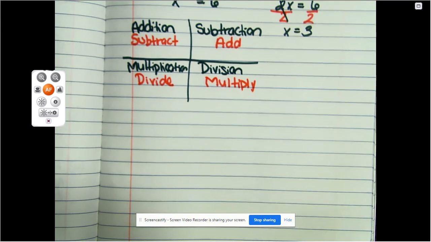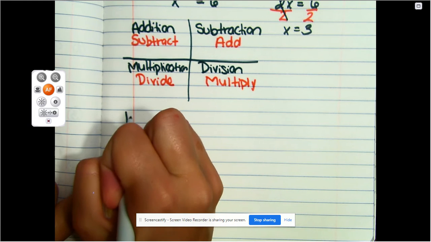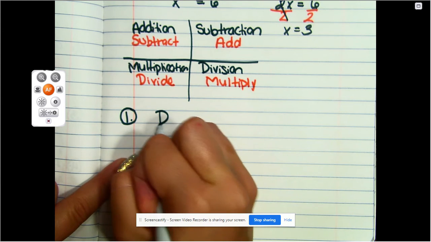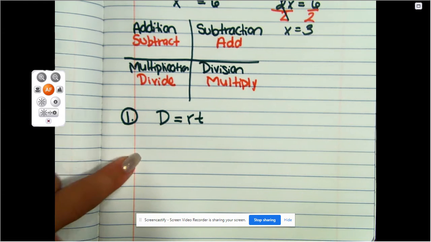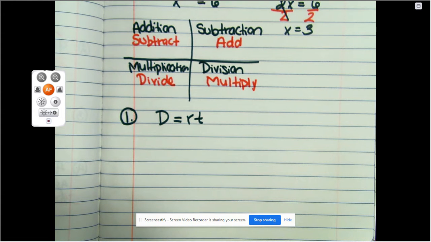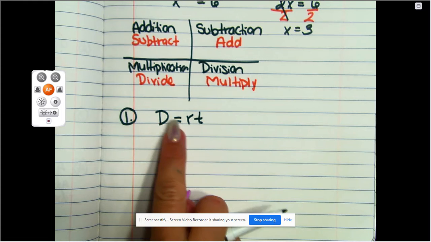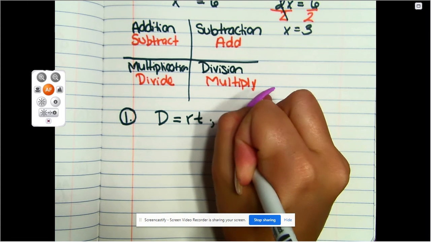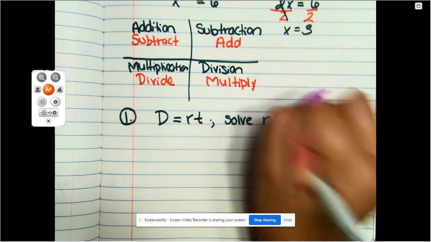Okay, y'all ready? So here we have our inverse operations, literal equation problem number 1. D is equal to R times T. Okay, numbers are gone. And really this equation is a mathematical equation or formula. And all it's saying is distance is equal to rate times time. We're going to solve for, so it always tells you a variable or a letter to solve for, we're going to solve for R.